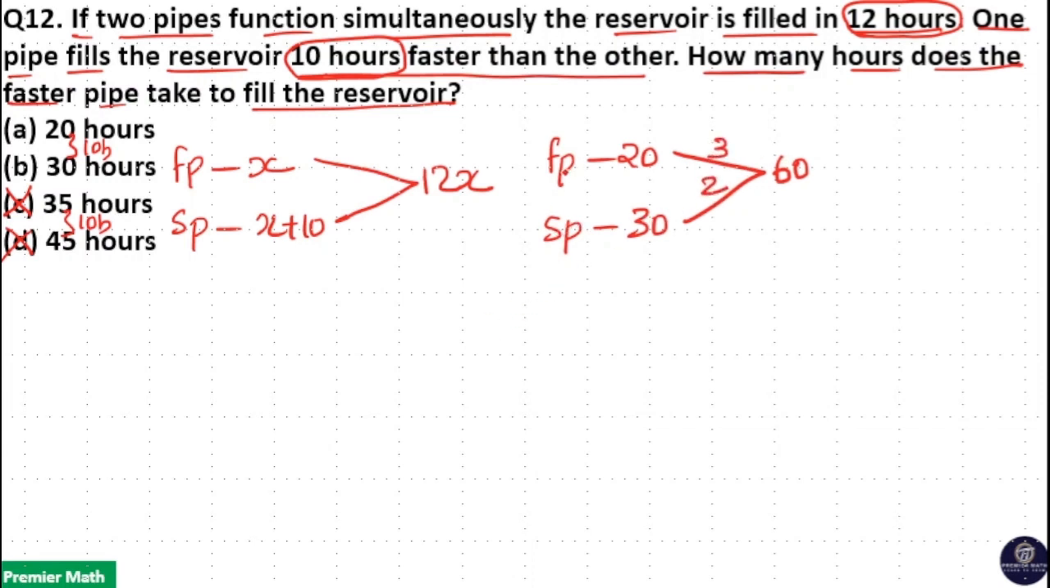Now, if both of these pipes work together, they will take 60 divided by the efficiency of faster pipe and slower pipe, which is 3 plus 2, 5 unit. So, 60 by 5, 12 hours. So, if they work together, they will take 12 hours to fill the tank. That means the faster pipe takes 20 hours to fill the tank. So, option A is your right answer.